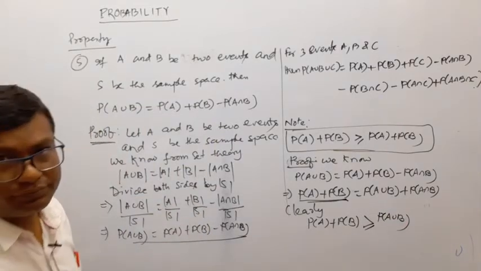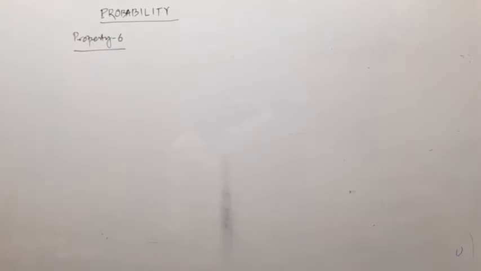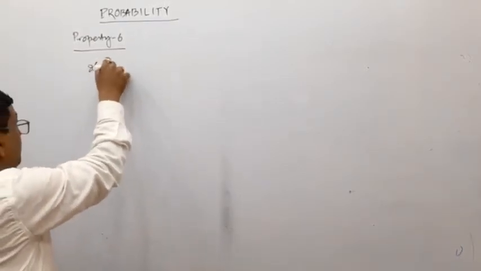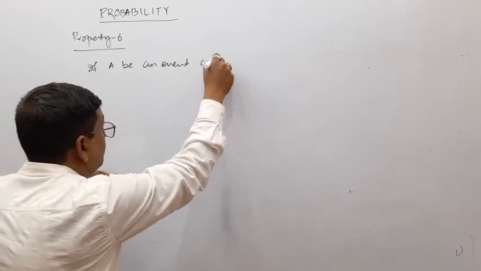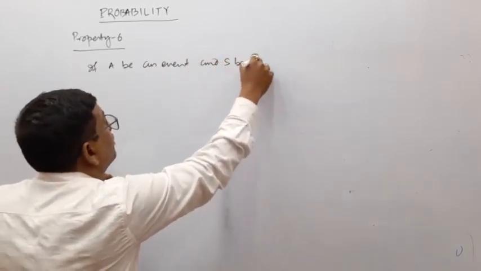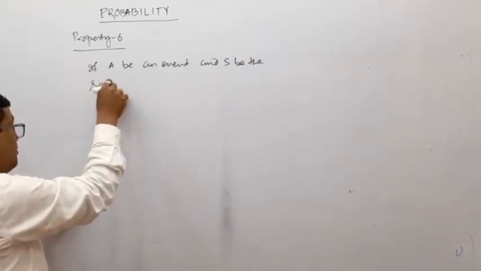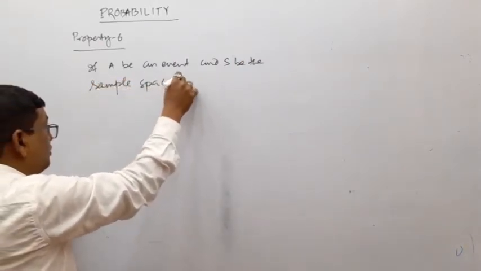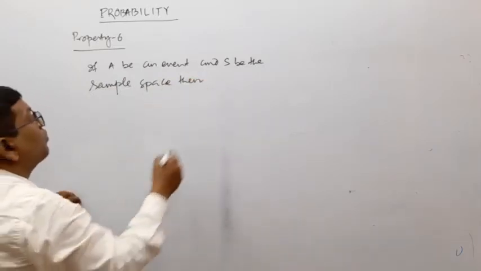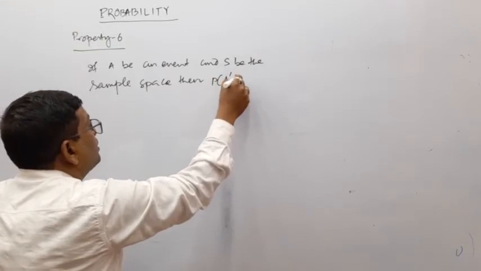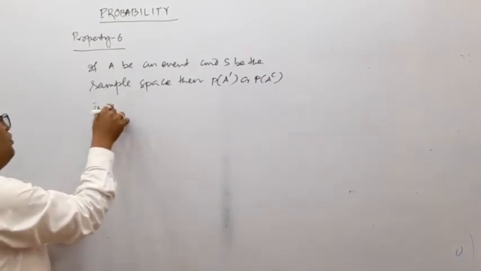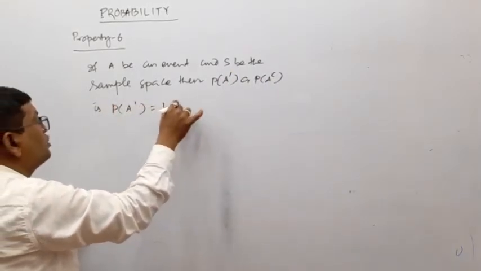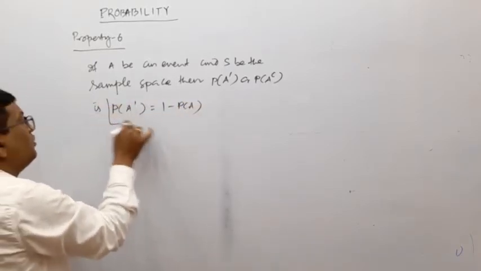Property number 6. If A is an event and S is the sample space, then probability of A complement is equal to 1 minus P of A.